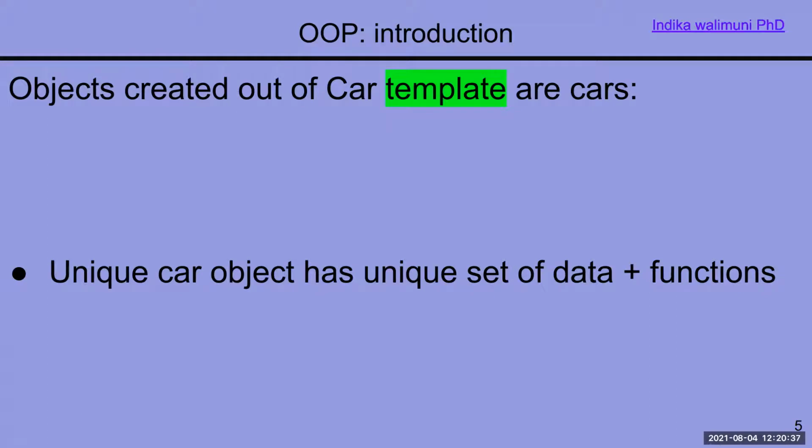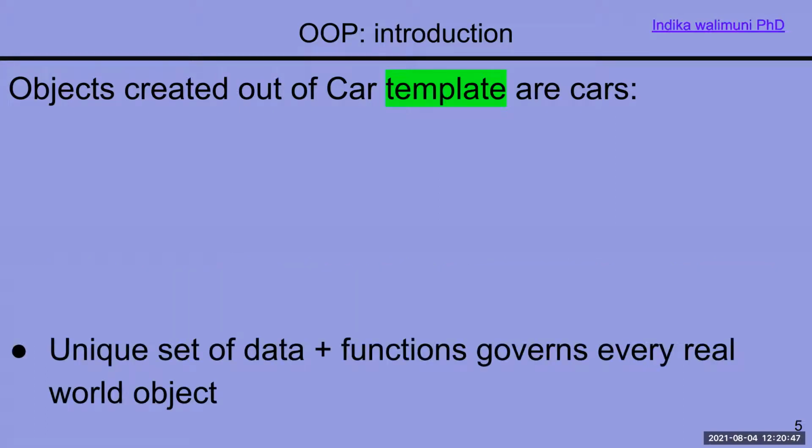So if you take a unique car object, it has a unique set of data and functions. So this is the way every real world object is governed. Basically, each real world object has a set of data and a set of functions attached to it. Okay.